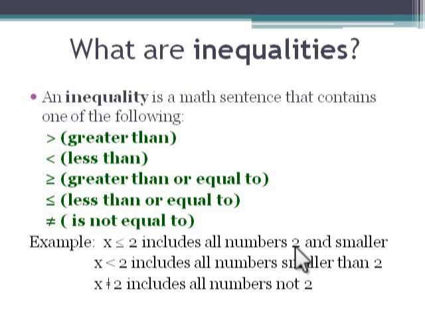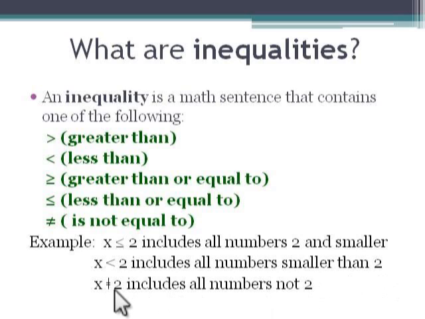Okay? What if I just had x is less than 2? That means that it does not include 2. It just includes all numbers that are smaller than 2. So 1.999, 1, negative 12, negative 1,000,000. All of those numbers are smaller than 2, and they would all be part of the solution set.